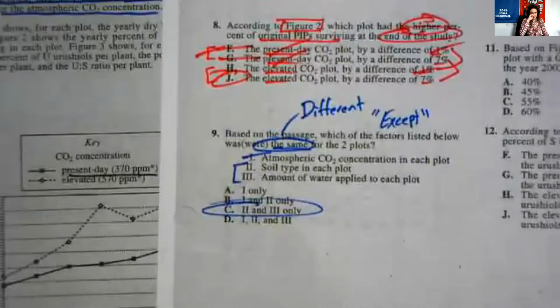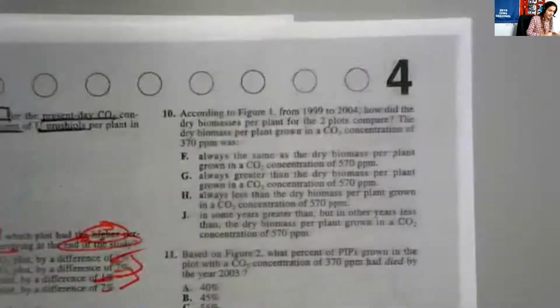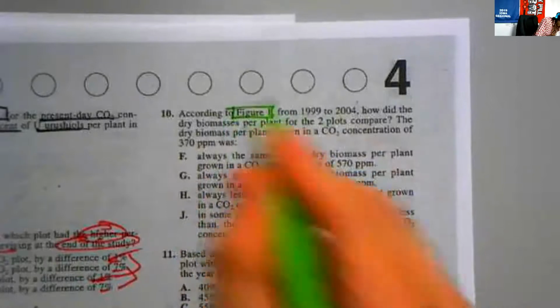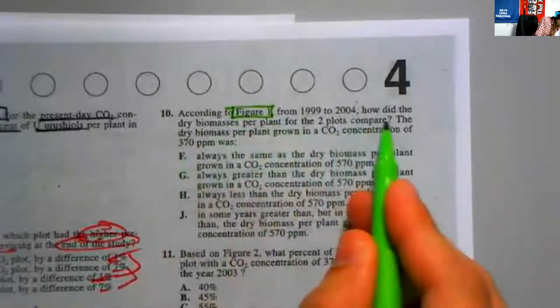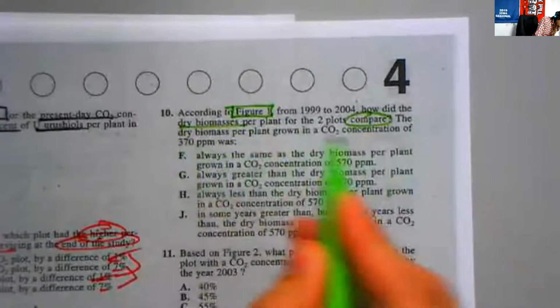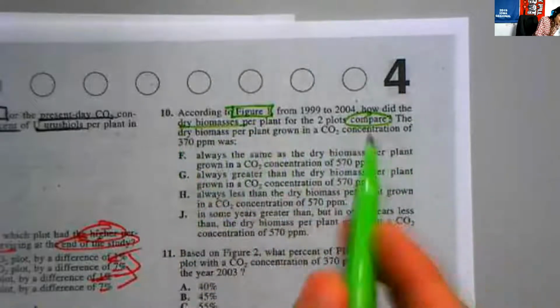So need to make sure that we cross out the things that are different, often signified by the word except. 3 down, 3 to go. According to figure 1, from 99 to 04, how did the dry biomass of the 2 plots compare? So what are we going to be doing here?